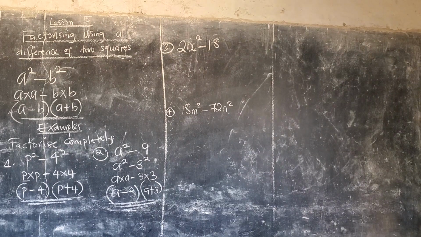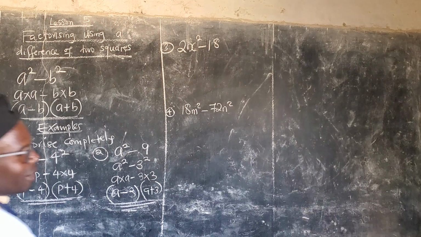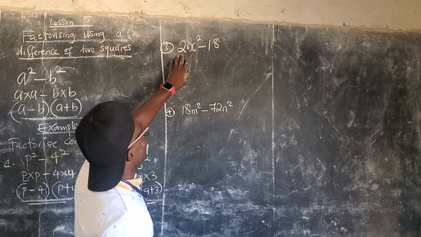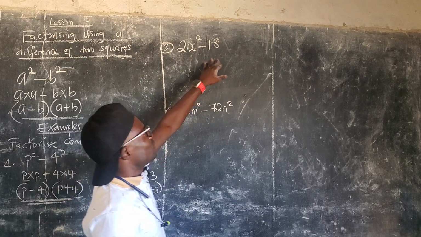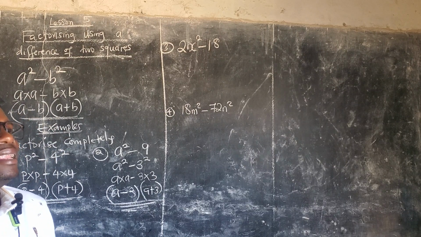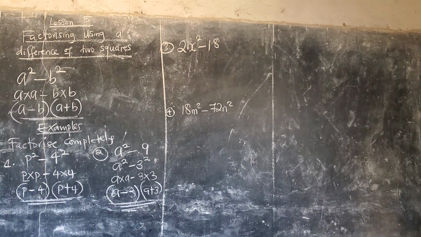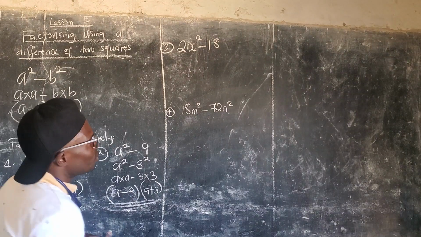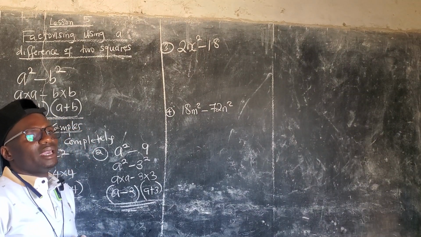Looking at question 3 there, the first thing is, there is no number that we can square to give us 2, and there is no number that we can square to give us 18. Some of you can say 9 squared. No, 9 squared means 9 times 9, which is not 18, but 81.